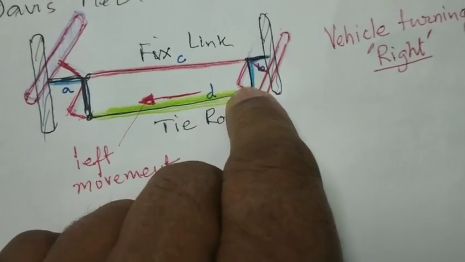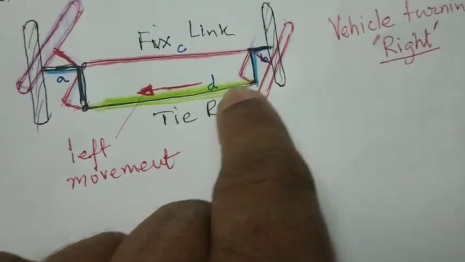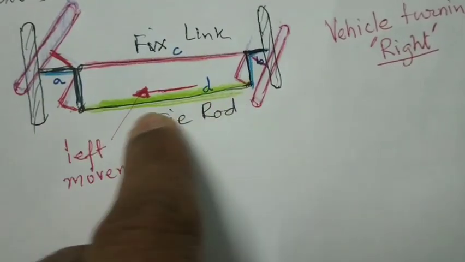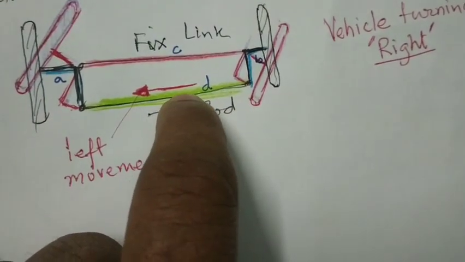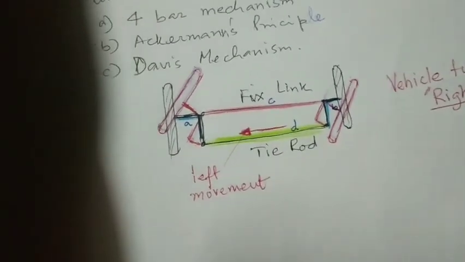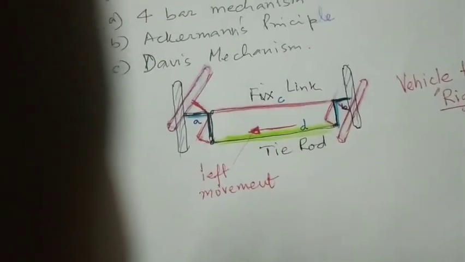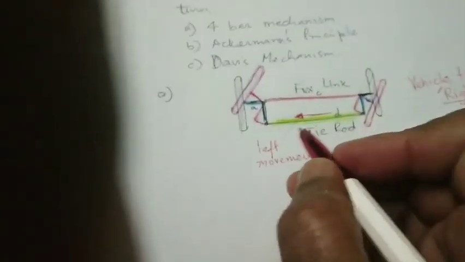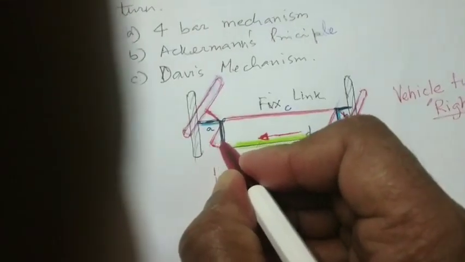You see now that the tie rod turns towards this. So the tie rod goes to a new position. The tie rod goes to the new position, and then what will happen is that the tie rod goes to this new position.